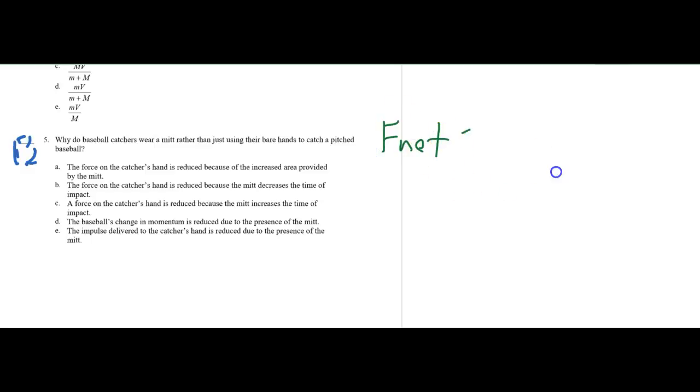F net equals ma, or F net times t equals m change in v. I see multiple things here about momentum, so I would look at that route. This one, it's because of the increased area. Do we have anything in these equations that talk about area?